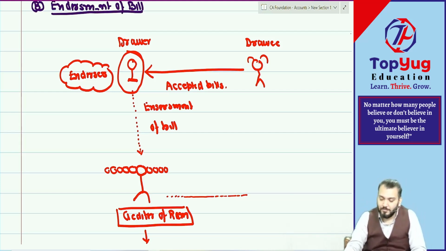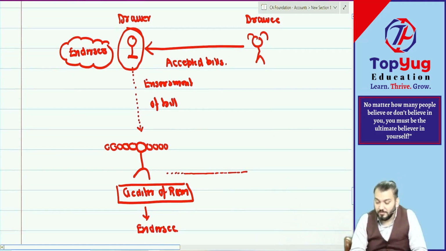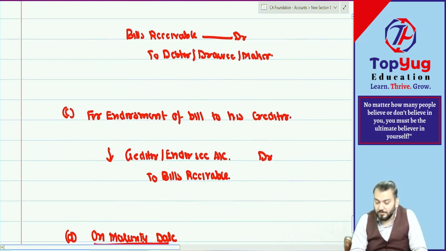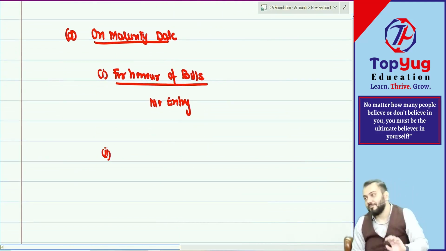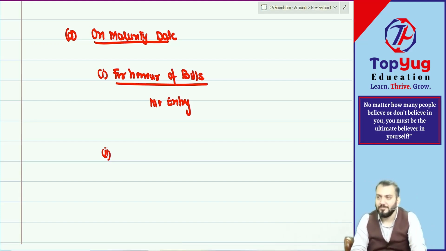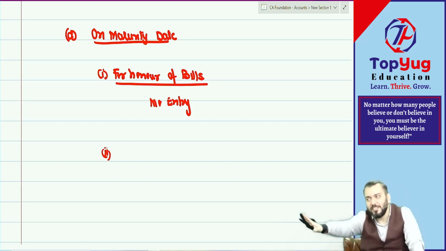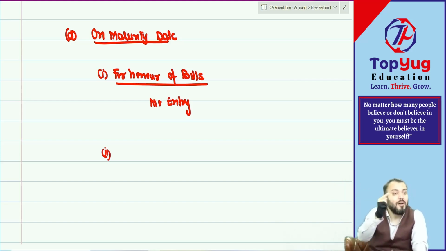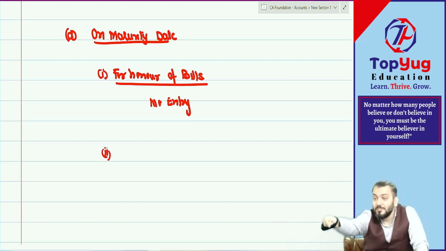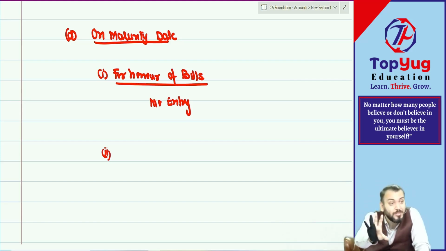Think. One second, if you have not understood. Are you able to understand the situation? Right now Ravan will present the bill on maturity date and Sita dishonors the bill. Means Sita has not paid, so Ravan has not collected. So Ravan will demand from Ram, and Ram will demand from whom? So in the books of Ram, what journal entry will be done, that I am asking.